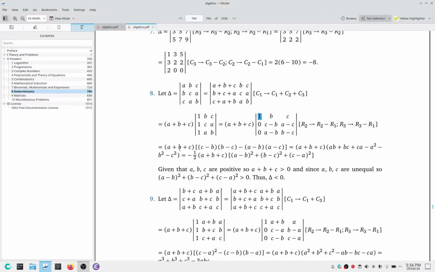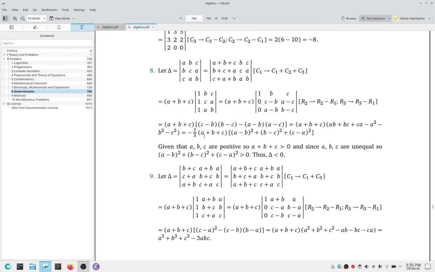So it becomes (a + b + c) times [(c - b)(b - c) - (a - b)(a - c)]. Once you solve this, you will have -1/2 (a + b + c) times [(a - b) whole square + (b - c) whole square + (c - a) whole square]. Now this sum will always be positive, and a, b, c are positive, so this would also be positive. And therefore this leading sign of minus will remain. Since a, b, c are unequal, this would be greater than 0. And that's how we have delta less than 0.